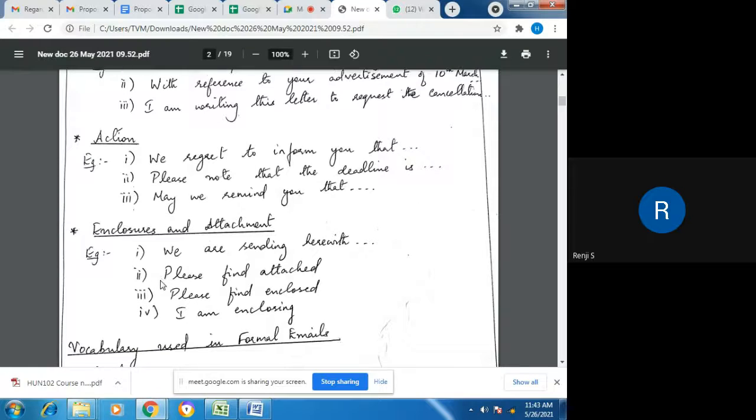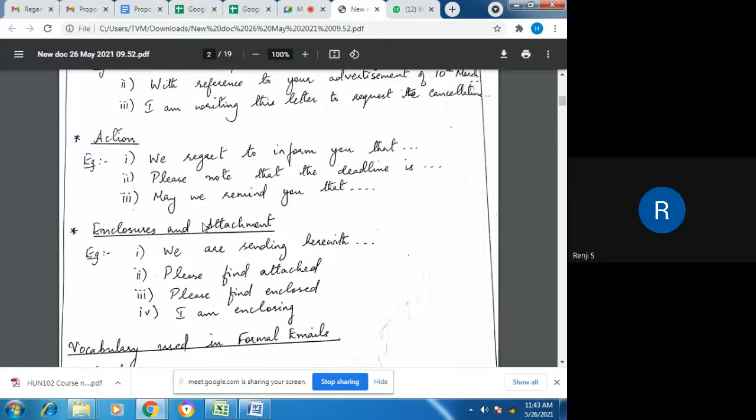Then if some action is to be taken, you can start your letter like this: we regret to inform you that we are going to take some action. So in a polite manner, we should inform that some negative action is to be taken. Then we can start like this: we regret to inform you. Or you can write, please note that the deadline is, if some deadline is going to be met and the receiver should do some action, then you can inform him like this: please note the deadline. Or, may we remind you.